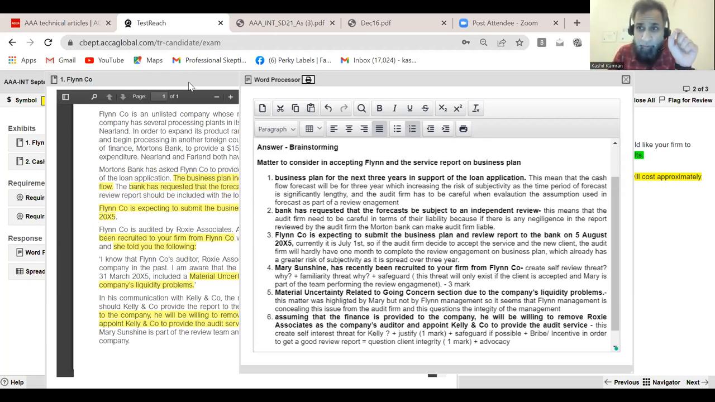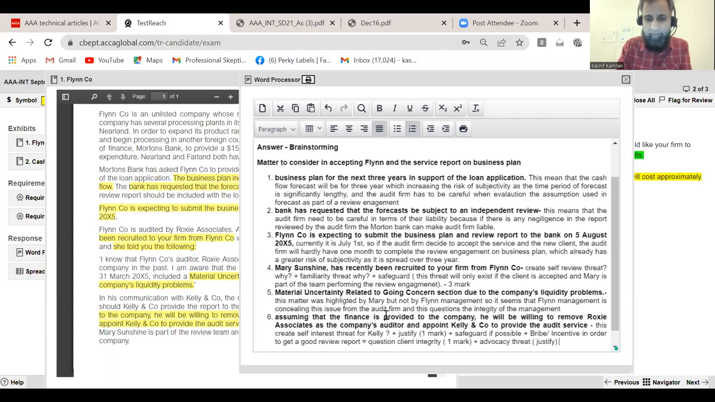Is Kelly trying to promote the interest of the managing director? So if the managing director gets the loan, how? Has Kelly advocated for them? Has Kelly promoted the interest of the Flynn company, right? I hope you all agree with me. There is an advocacy threat if you justify that. Advocacy threat, and you get 1 mark here if you justify.